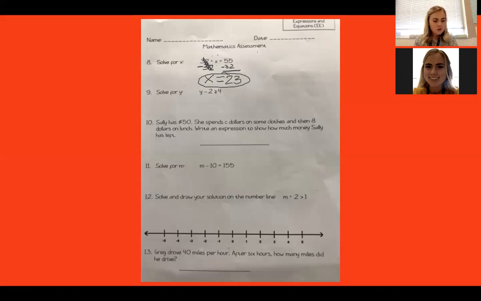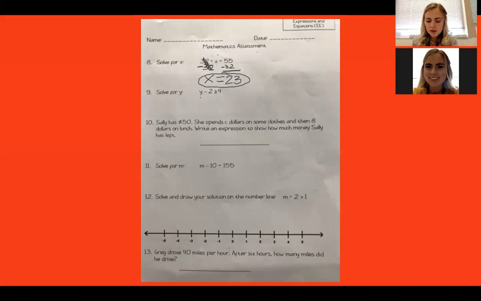Next one, solve for y. It says y minus 2 is greater than or equal to 4. So this is something we haven't really gone over in class, but when it has a greater than or equal to sign, we just treat it as if it's an equal sign, and we're still trying to solve for the variable all by itself.